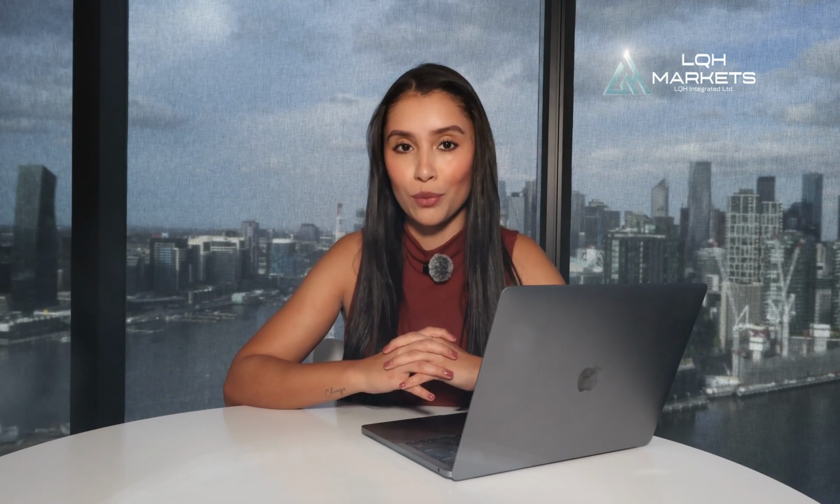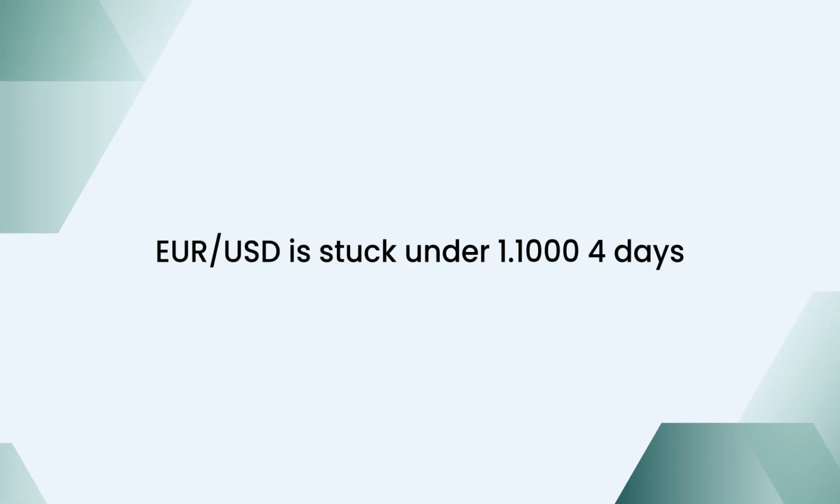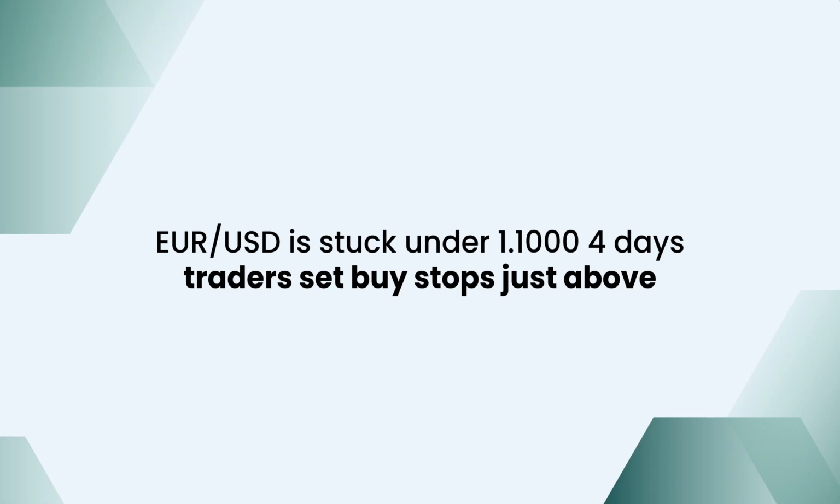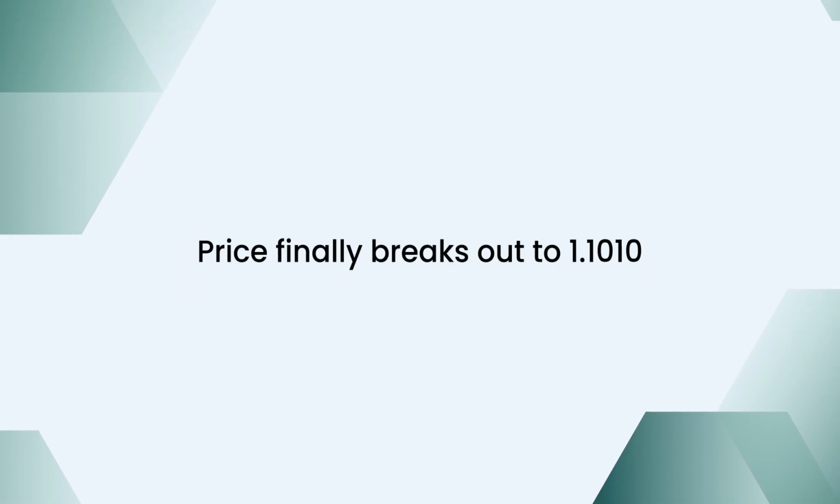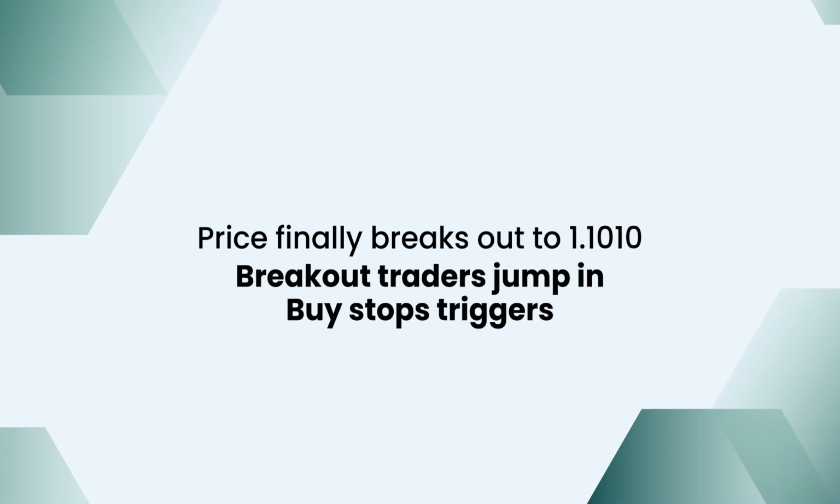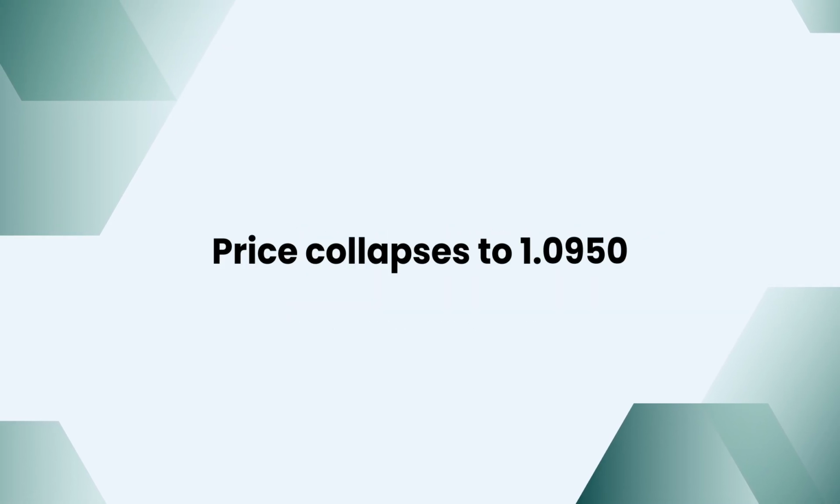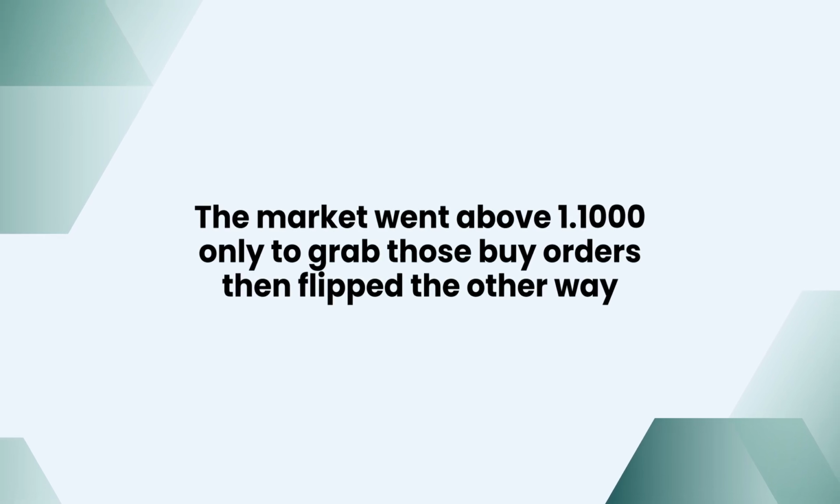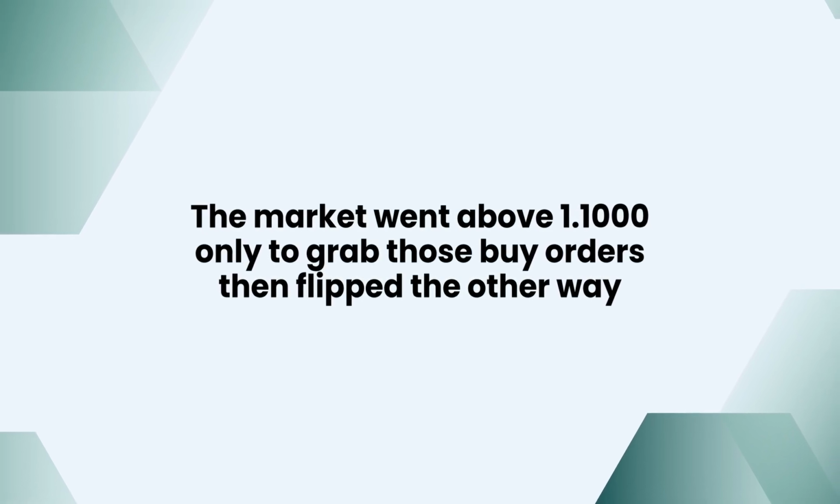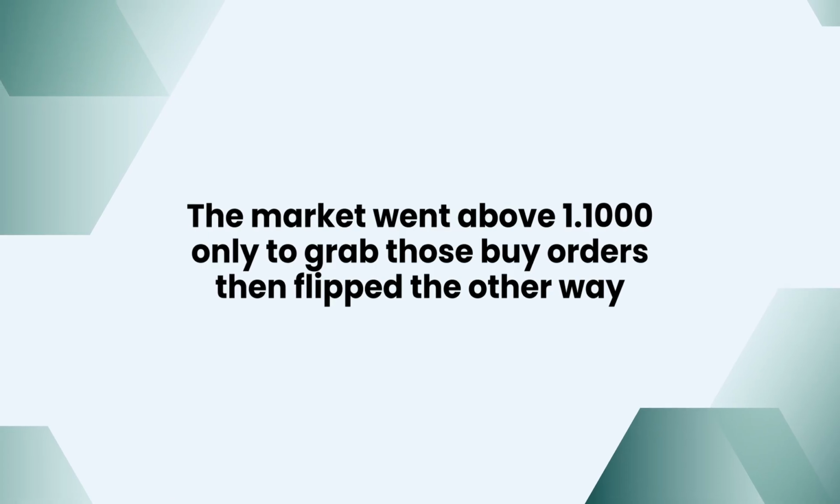Let's put this into numbers. Suppose EUR/USD is stuck under 1.1000 for days. Traders set buy stops just above. Price finally breaks to 1.1010, breaks out, traders jump in. Stops trigger, and then within minutes price collapses to 1.0950. What happened? The breakout wasn't real. It was induced liquidity. The market went above 1.1000 only to grab those buy orders, then flip the other way.